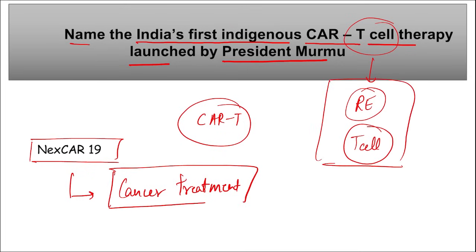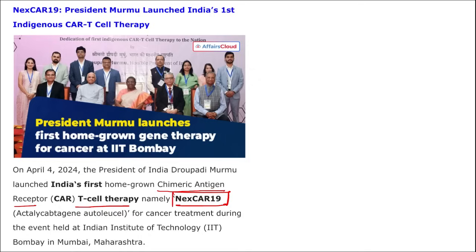So this CAR T cell therapy is used for cancer treatment, and it has been named NextCAR 19, right? And here you can see this is a cancer treatment, correct? And this NextCAR 19 was launched during an event that was held at IIT Bombay.